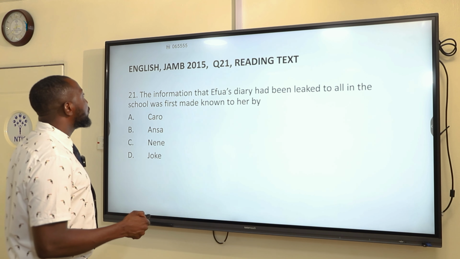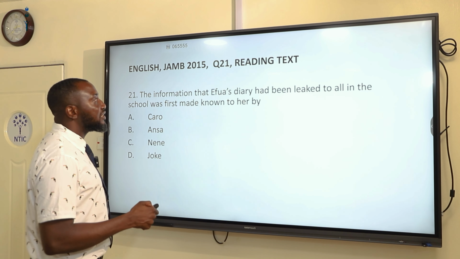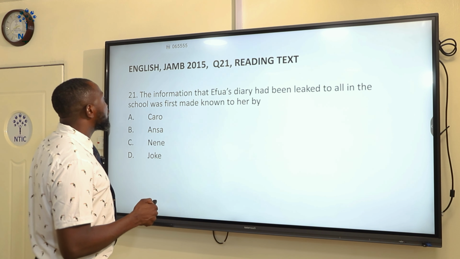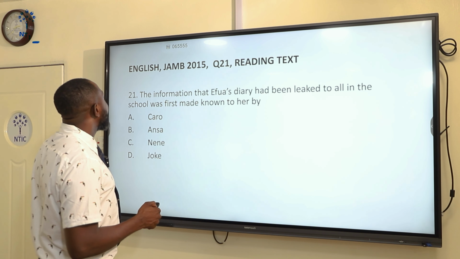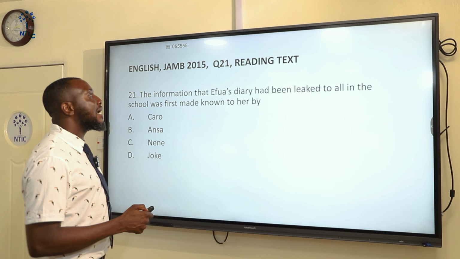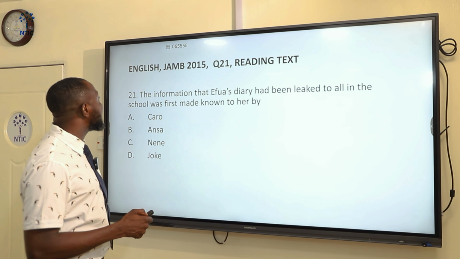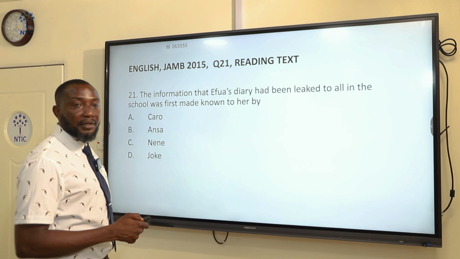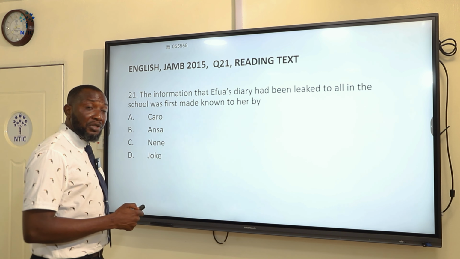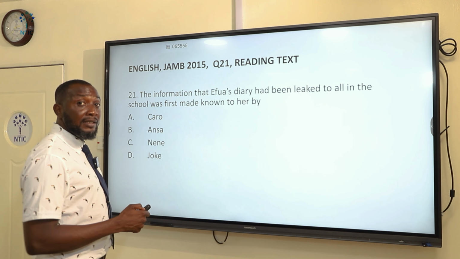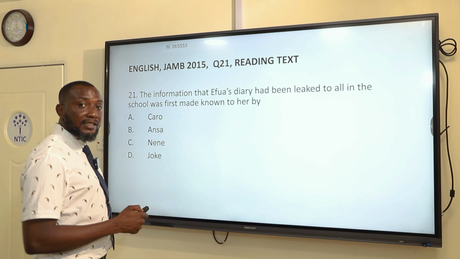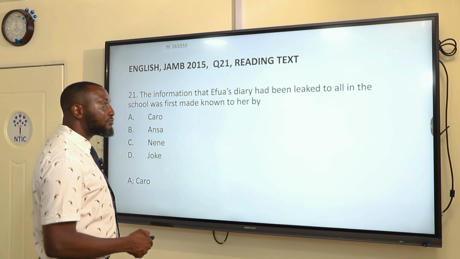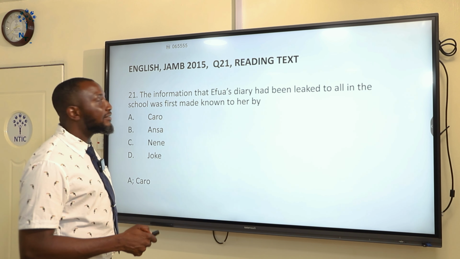Now we're going to do the reading text, as recommended by JAMB. Now, question number 21. The information that Efua's diary had been leaked to all in the school was first made known to her by: A, Carol; B, Ansah; C, Nene; D, Joke. Carol was the one that leaked the information.